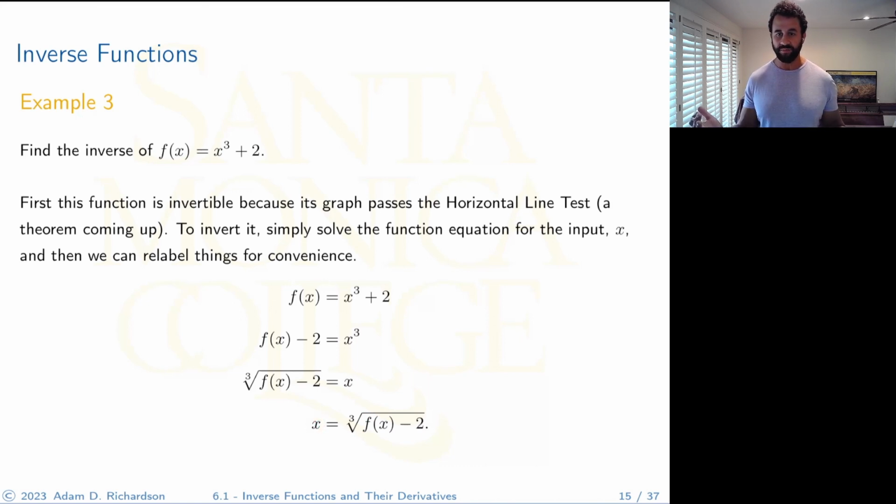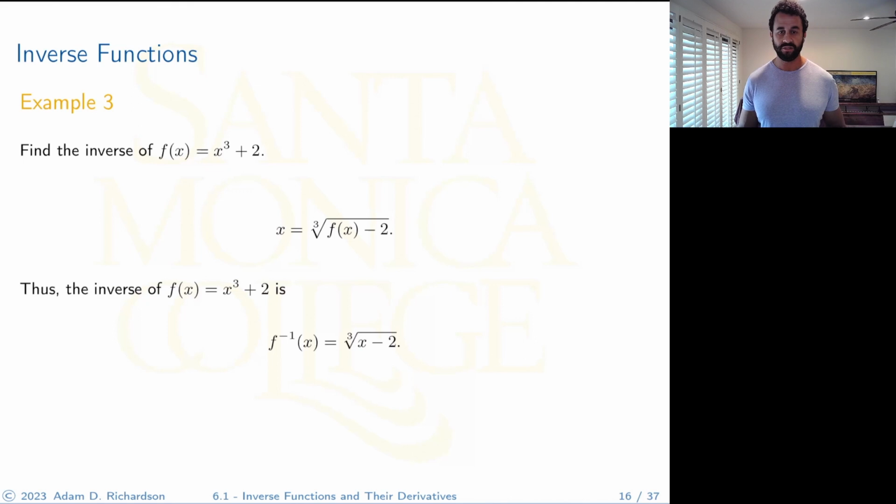So the very last step is just to relabel things. Remember, these symbols are just placeholders for inputs and outputs. So the last thing I'll do is relabel things and say that the inverse function of f does this. It takes a result, subtracts 2, and then takes the cube root. That's the inverse function of f.